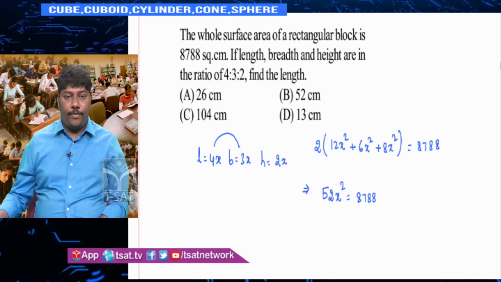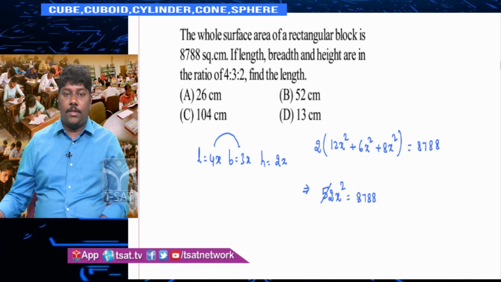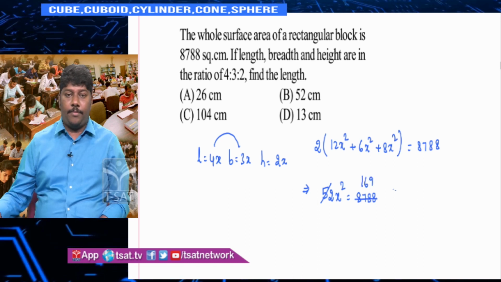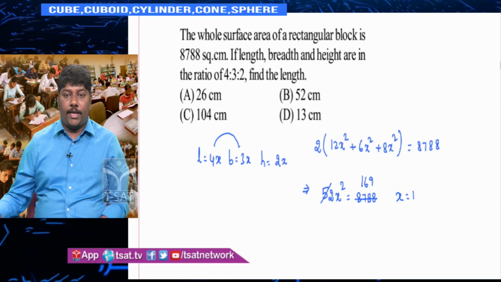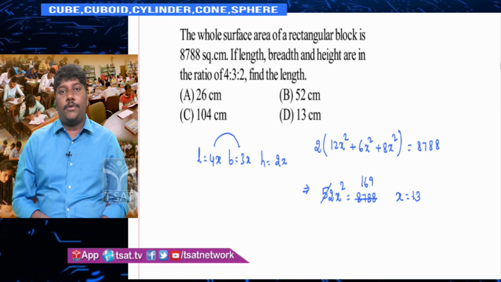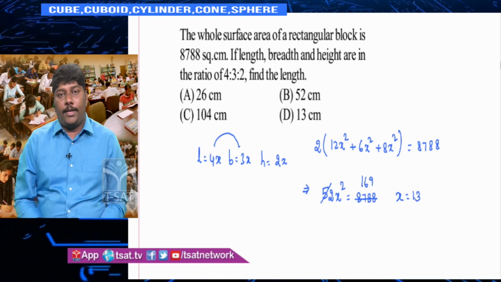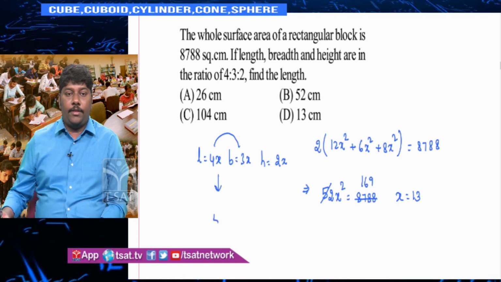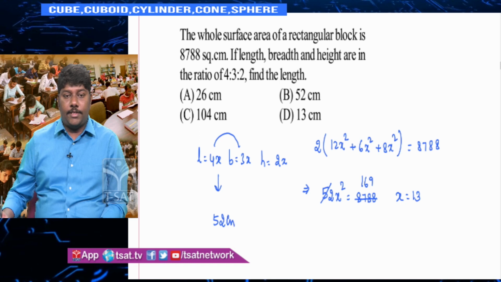You can cancel it by the 52 table or else the 13 table. In anything you cancel, you are going to get 169. So x is equal to 13. If x is equal to 13, he is asking for the length of the rectangular box. Length is 4 into x. Therefore 4 into 13 is 52 centimeters, which is the answer.